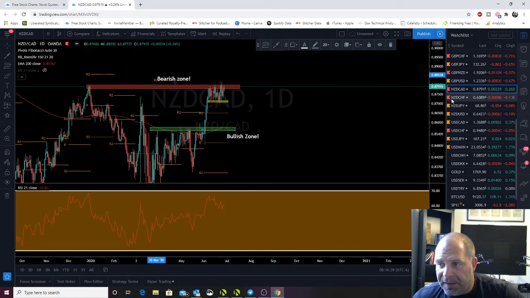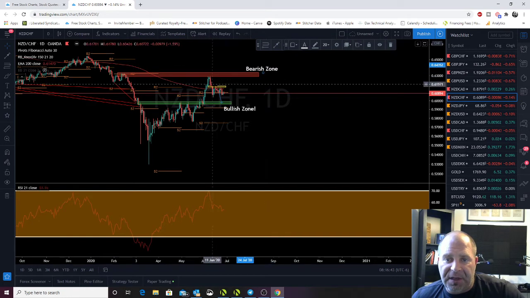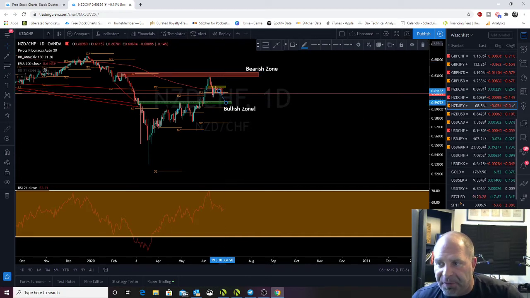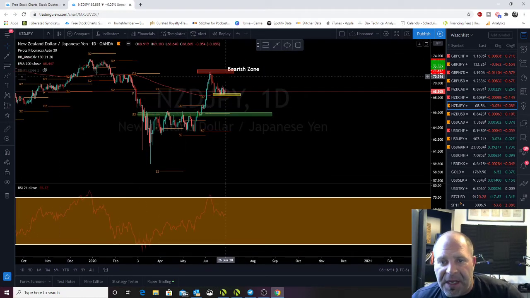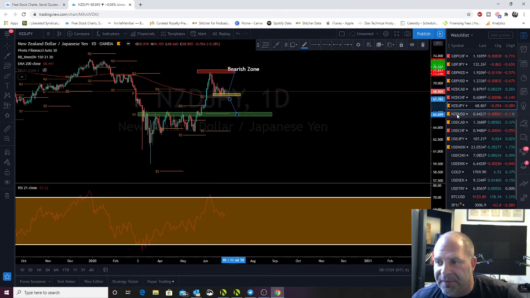Okay. NZD CHF, bearish zone. We keep testing the top side of this make or break zone. I'm still looking for that push down into the bullish zone. NZD JPY, we're on the top of the make or break, so I'm looking for a bounce up or a breakthrough retest down to that level.